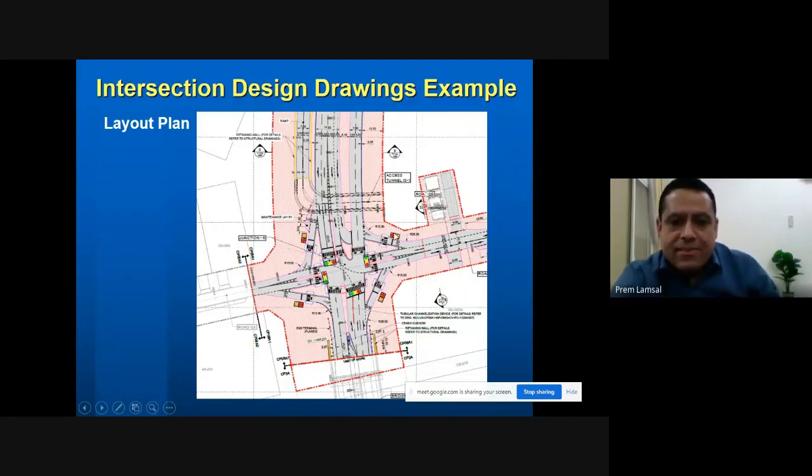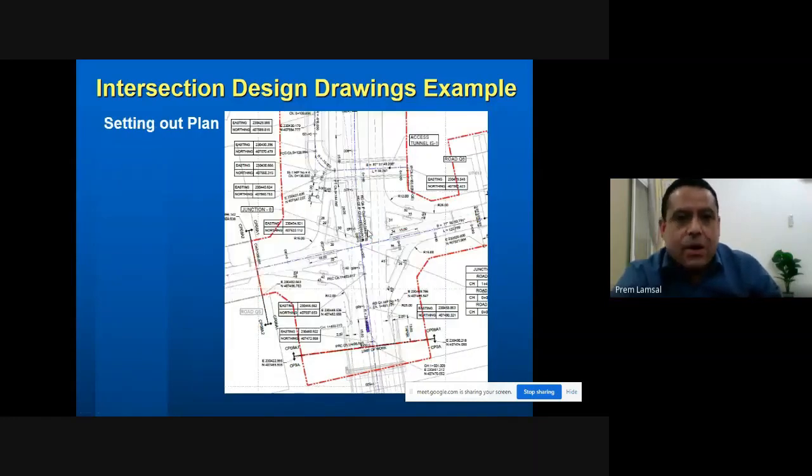So this is one of the safety requirements we consider here. All these pedestrian crossings have separate phasing for the pedestrian. So this is the layout. I just want to include this. This is the setting out plan for the same intersection.